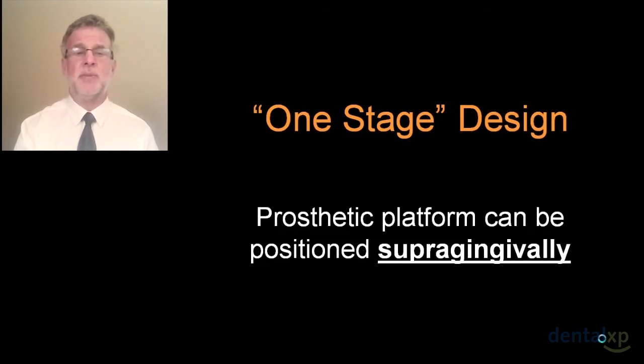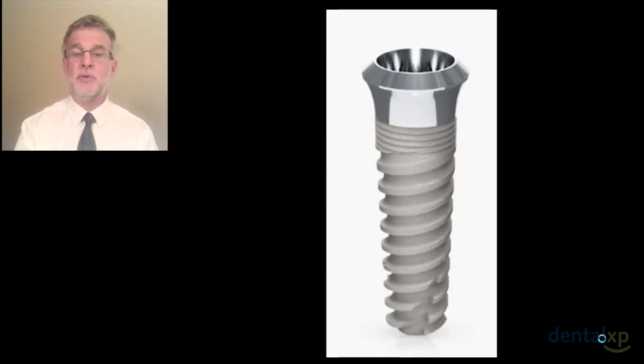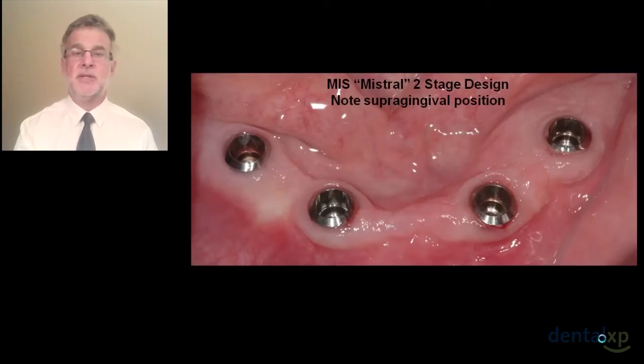Where the prosthetic platform can be positioned close to or even above the gingiva, such as this implant here. This one happens to be an MIS Mistral design that looks quite similar to a tissue level Straumann implant, at least in the prosthetic table. It's pretty much the same. And with these implants, that smooth part is designed to be placed above the bone at the time of surgery. And clinically, once it heals, you're looking at the prosthetic table, in this case being slightly supragingival.